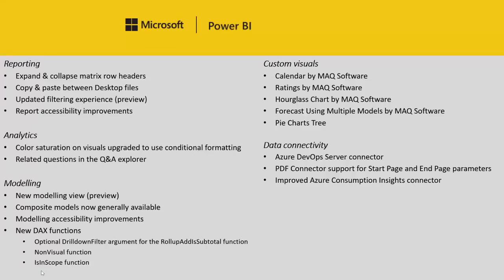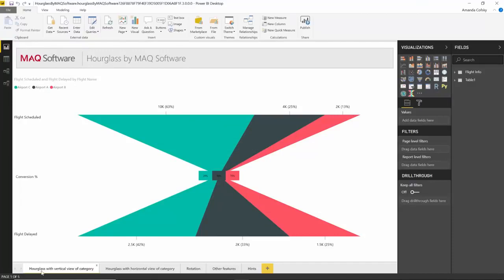The third custom visual is Hourglass Chart by MAQ Software, and this is all around being able to show conversion rates effectively. So you have a triangle that's showing you the percent for whatever you're trying to visualize. In this case, the percent of your flights that are being delayed compared to scheduled. So you can see Airport C has a lot of flights, but not as many being delayed. And then there's some kind of event that happens, and then you can see the results underneath it as well.